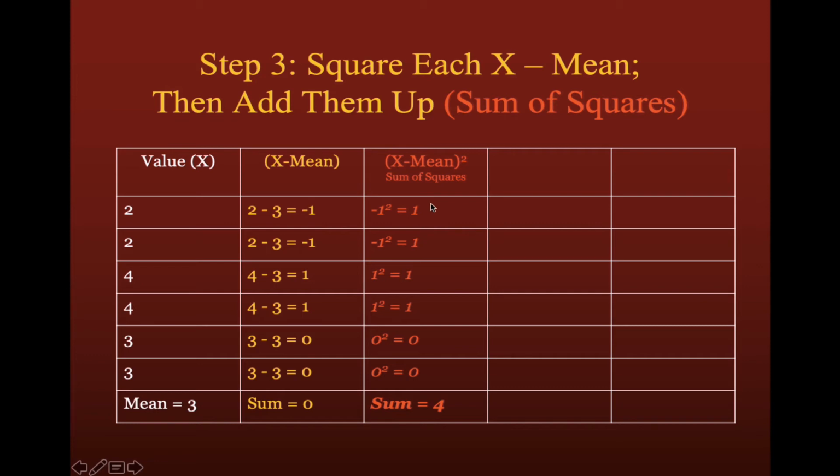Now you want to get the sum of those squares, which is why it's called sum of squares. You square all these values, then you add them up. So as you see, we got 1, 1, 1, 1, 0, 0. If you add them up, which is again the sum, you get 4. So our sum of squares for this particular example is 4.